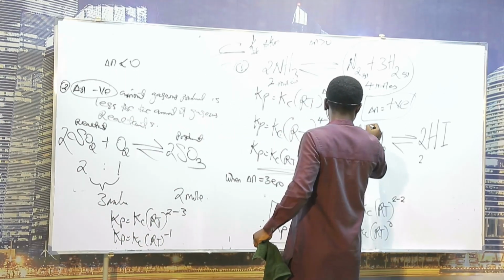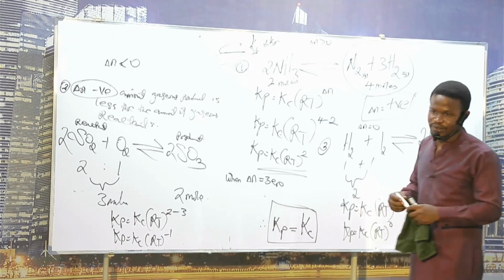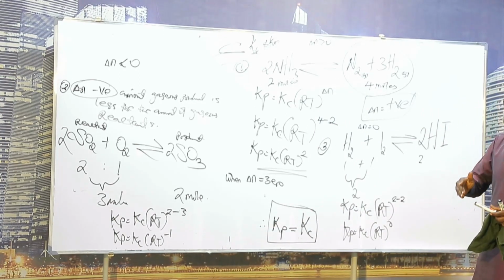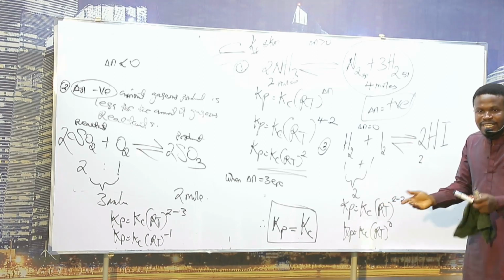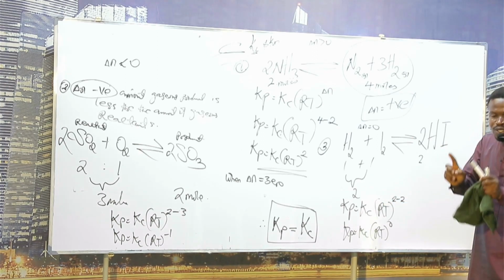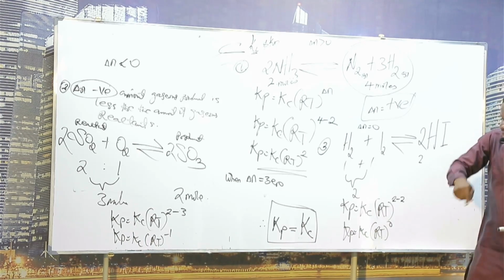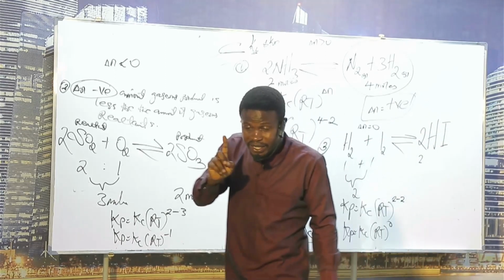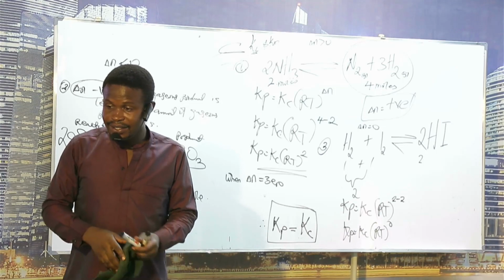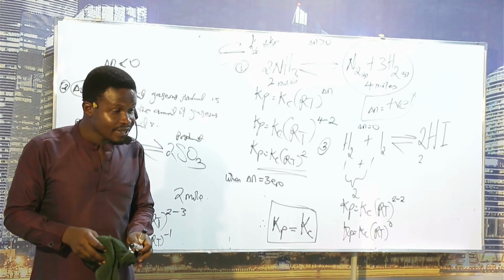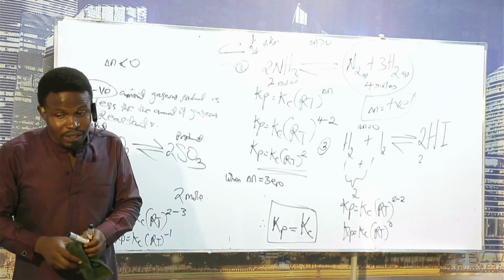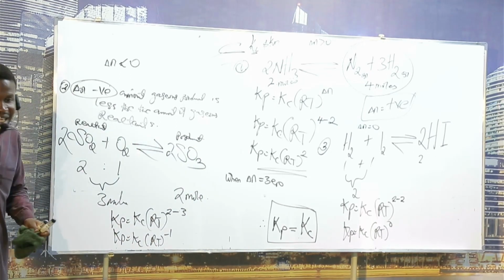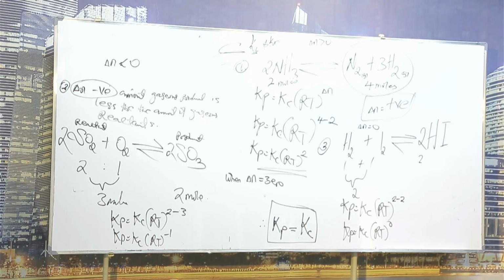But when change in n is equal to 0, it means that the amount of gaseous product is equal to the amount of gaseous reactant. And what happens at that state? Kp will be equal to Kc. So the question they will ask you: when will Kp be equal to Kc? When change in n, the number of moles, is 0.